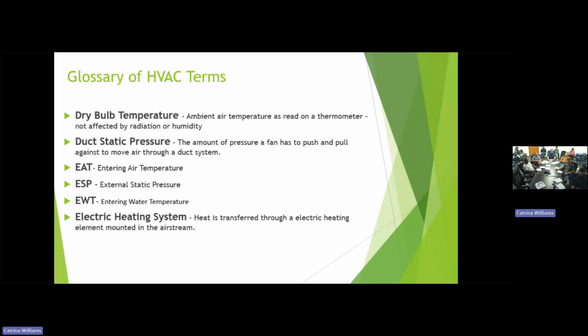Electric heating system: the heat is transferred through a big electric element mounted in the airstream. The best way to describe these is, when you're making breakfast in the morning, you look down at your toaster and see that grid of electric wires glowing red. That's what these are, like a toaster on steroids. A great big coil that gets red hot, and if air goes through it, we have some heat transfer, so we're heating the air.